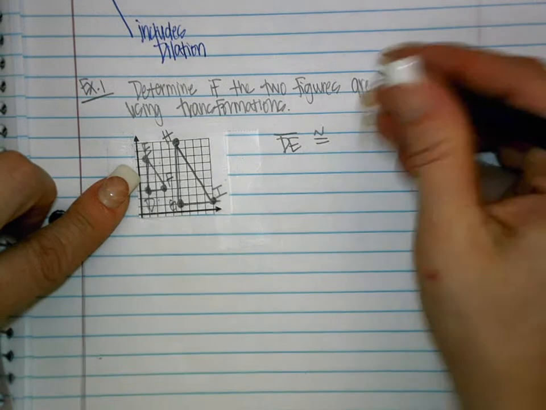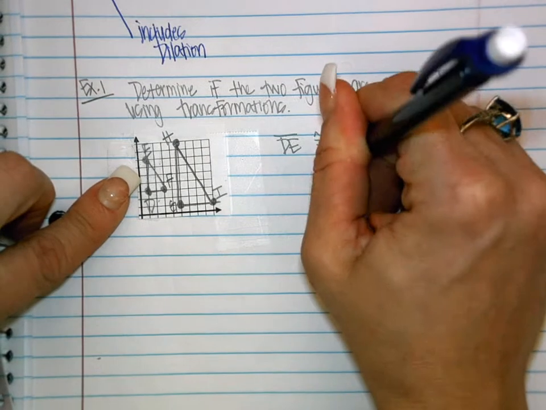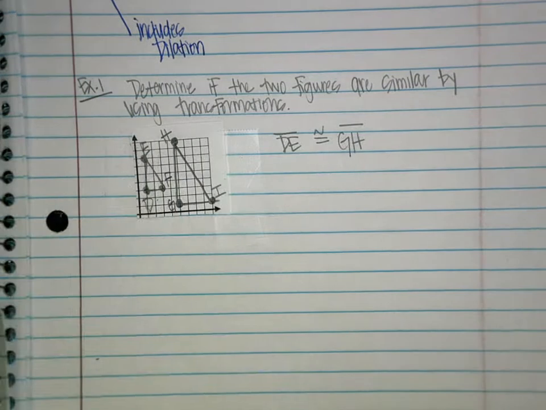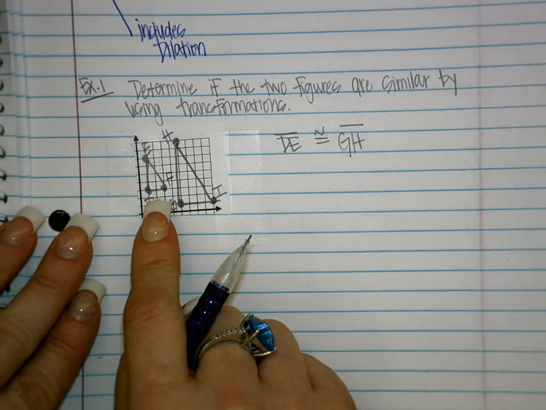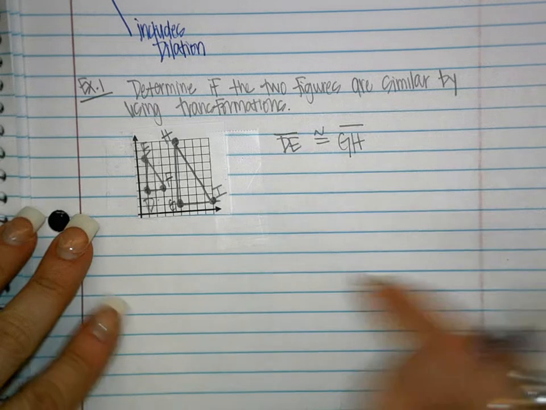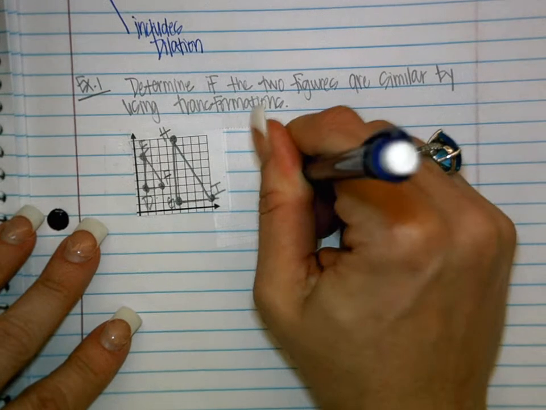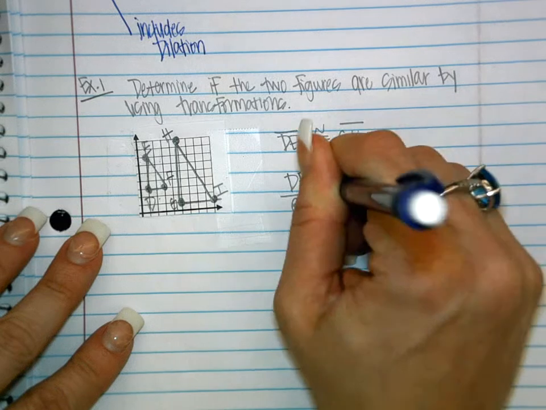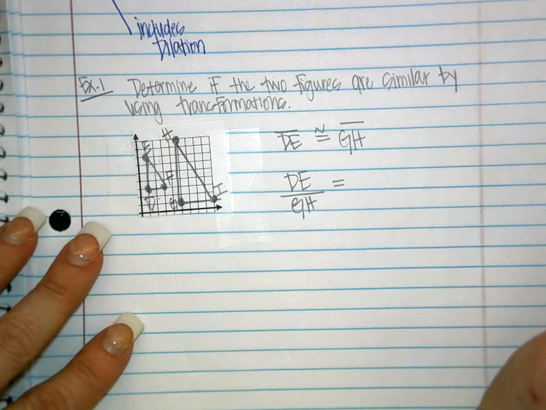GH, so the one on the sides, you're saying that the sides are similar to each other, right? Okay. The way that we figure that out is figuring out how long each one is, okay? So we're going to set up a ratio. So you're going to say DE over GH, okay, is equal to what?